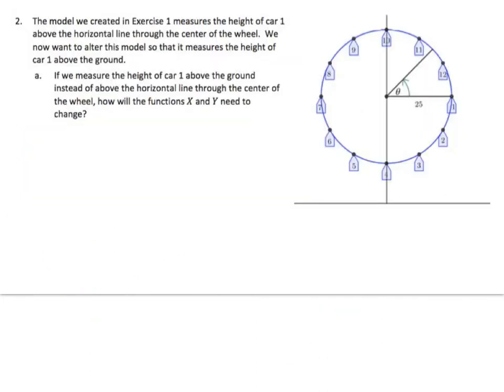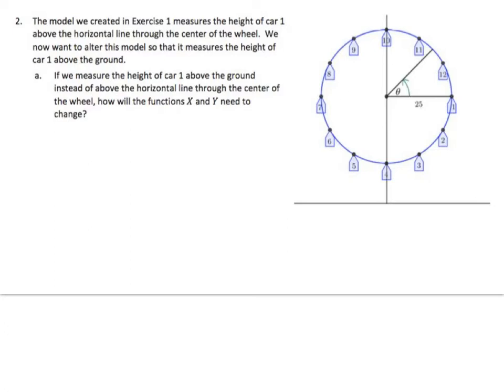All right, next one. The model we created in exercise 1 measures the height of car 1 above the horizontal line through the center of the wheel. We now want to alter this model so it measures the height of car 1 above the ground. If we measure the height of car 1 above the ground instead of above the horizontal line through the center of the wheel, how will the functions x and y need to change?